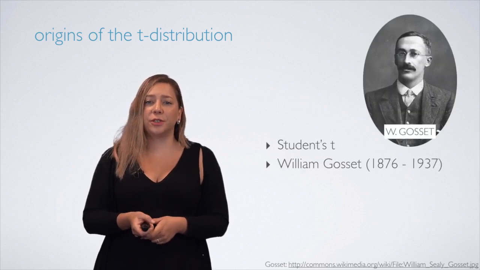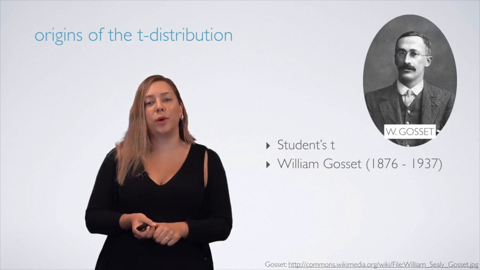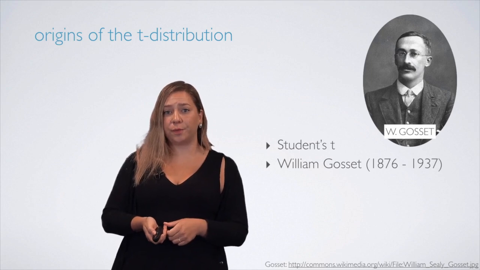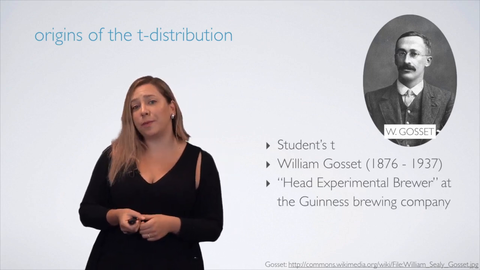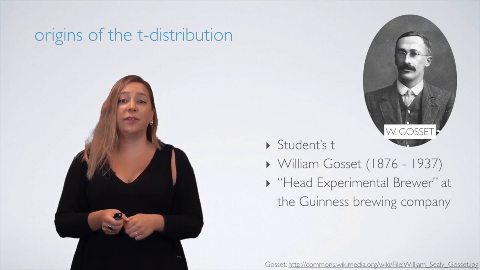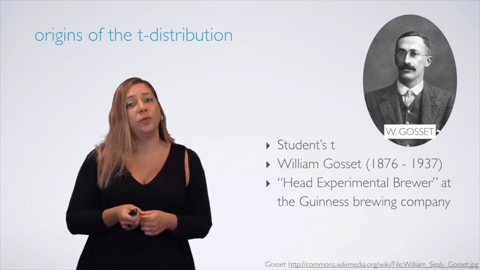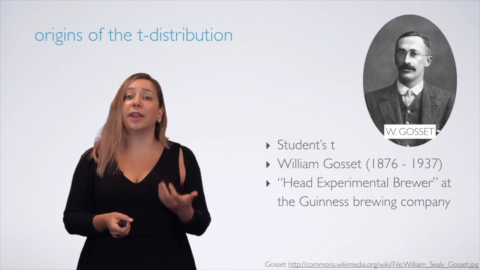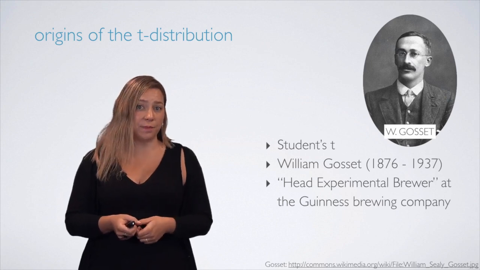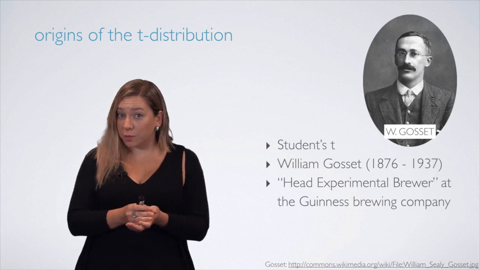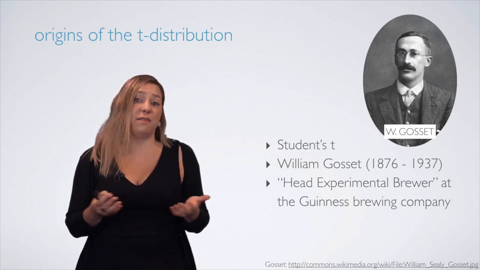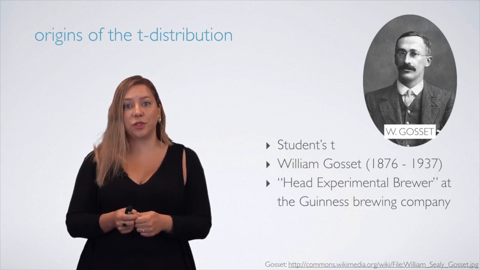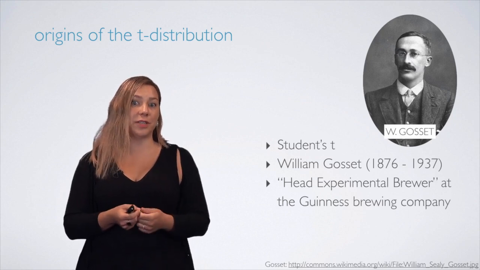This name comes from a pseudonym Student used by William Gossett in papers where he developed much of the foundation for this distribution. William Gossett was the head experimental brewer at Guinness Brewing Company in the early 1900s, and his main role was to experimentally brew and gradually improve a consistent and economical barrel of the Guinness Stout. This required sometimes working with small samples because maybe he would just have a few batches to try. Therefore, much of the development of the t-distribution comes from trying to make the Guinness beer taste better.